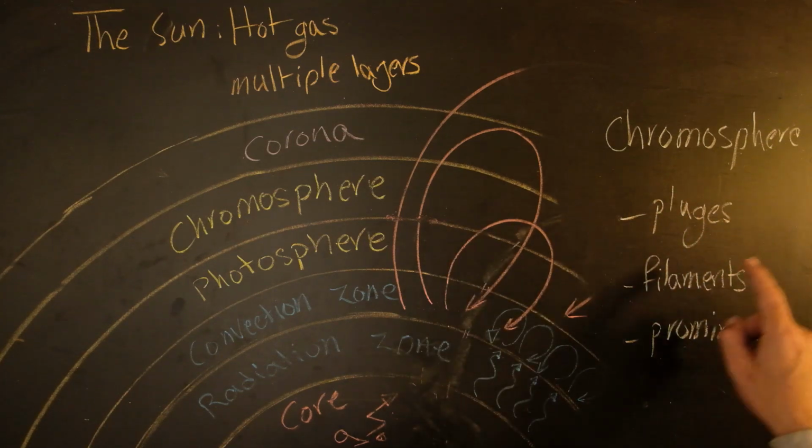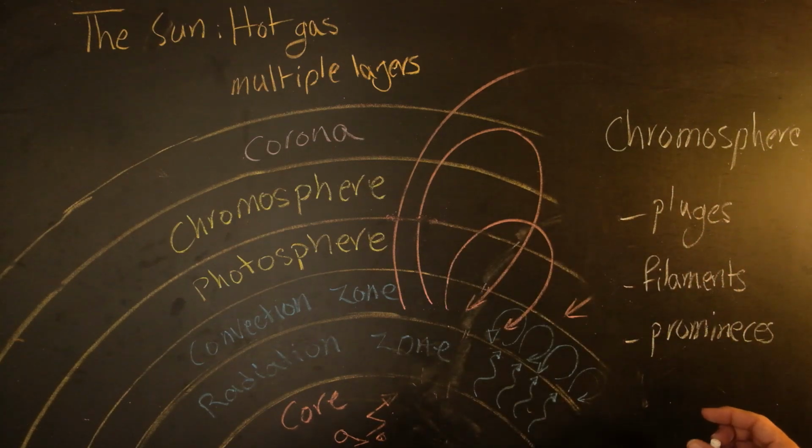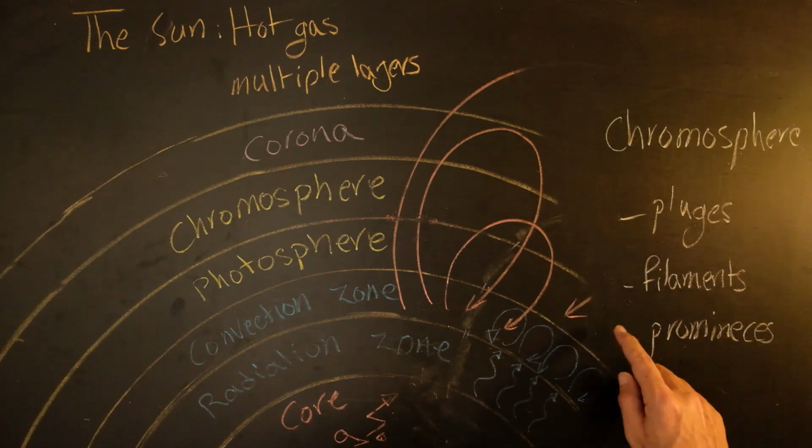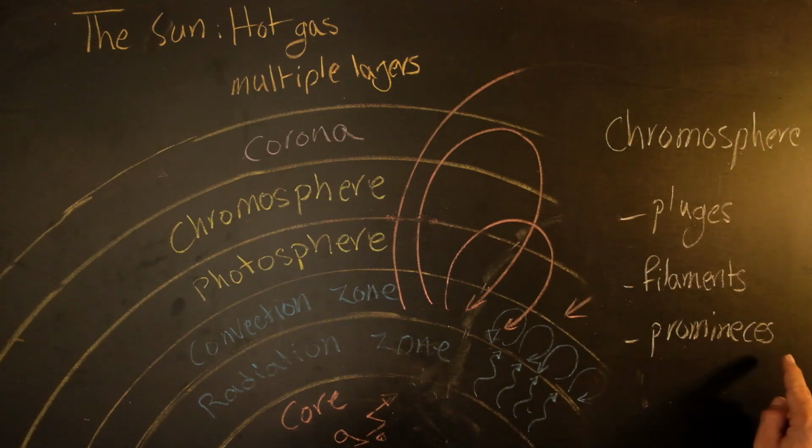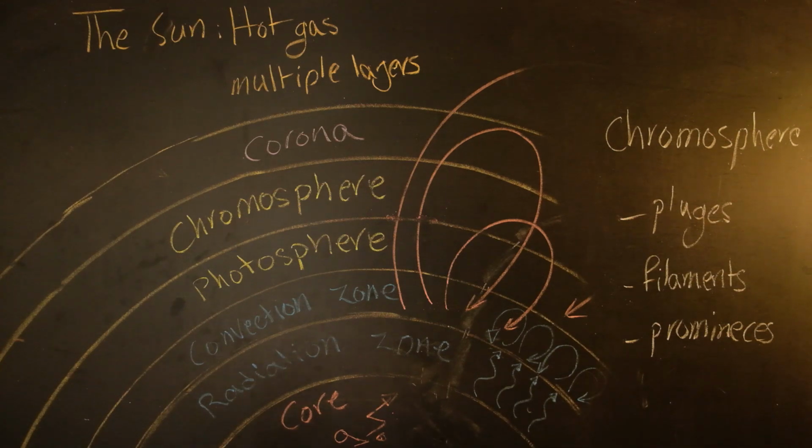For chromosphere, we have plagias, we have filaments, and we have prominences. These are little flares.